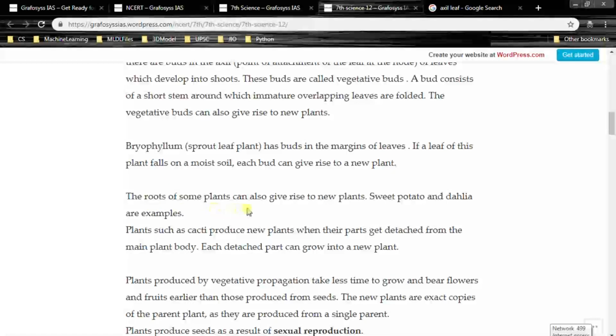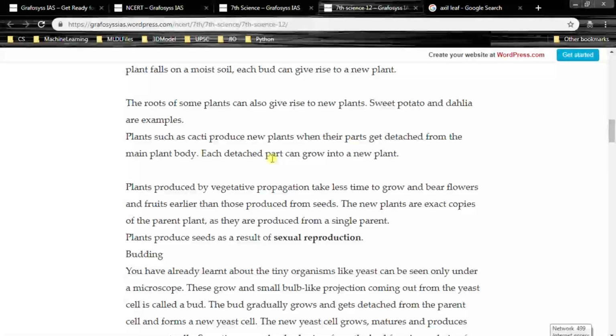The roots of some plants can also give rise to new plants. Sweet potato and dahlia are examples. Plants such as cacti produce new plants when their parts get detached from the main plant body. Each detached part can grow into a new plant.